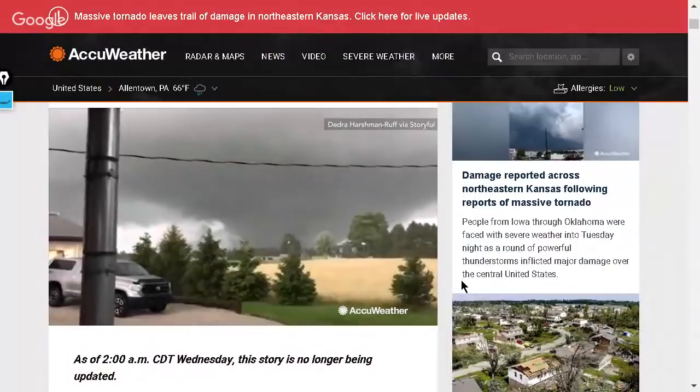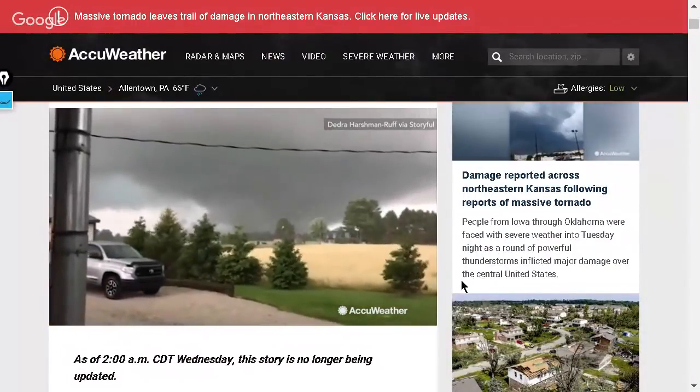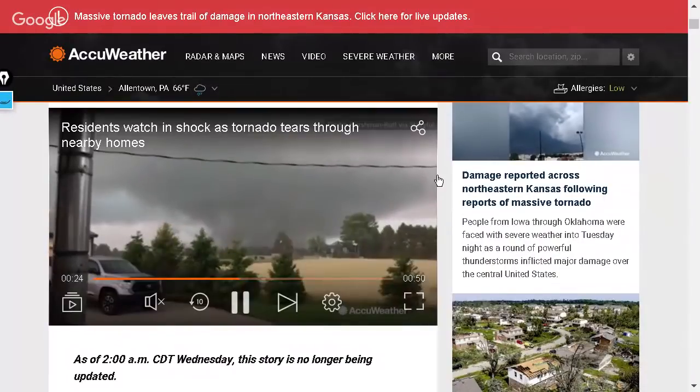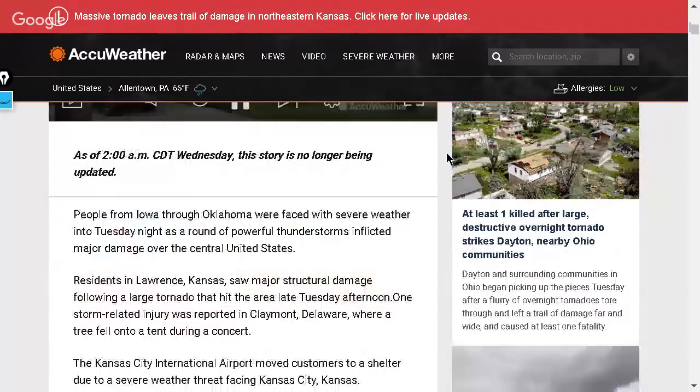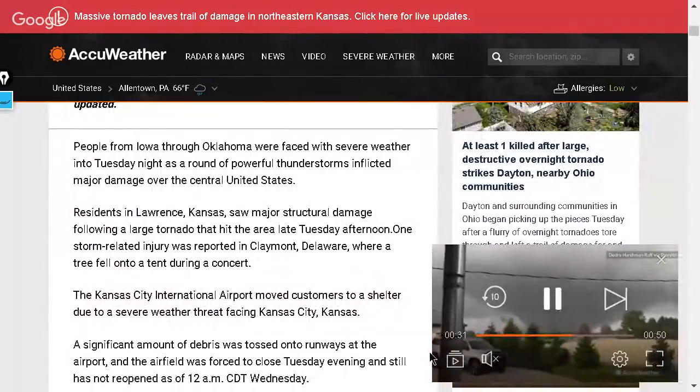That is one hell of a big tornado for real. I'll bet that's an F4. Anyway, major structural damage.